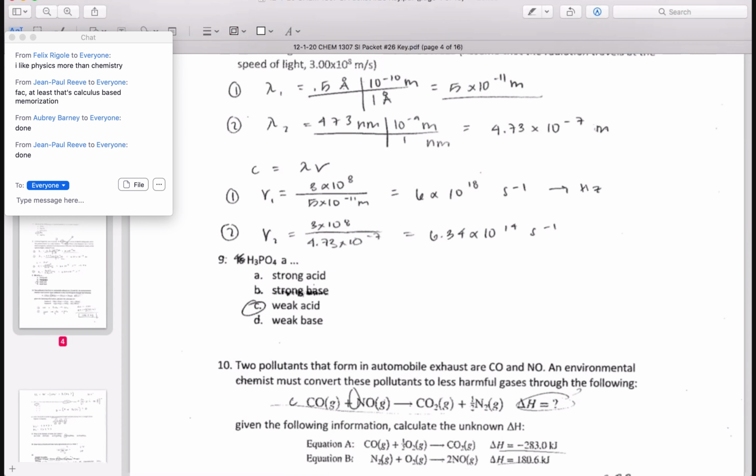Okay, rank the bonds in order of decreasing bond length and decreasing bond strength from highest to lowest. When y'all are done with this one, just let me know. Hopefully it's one of the quicker ones, and then we will talk about it.